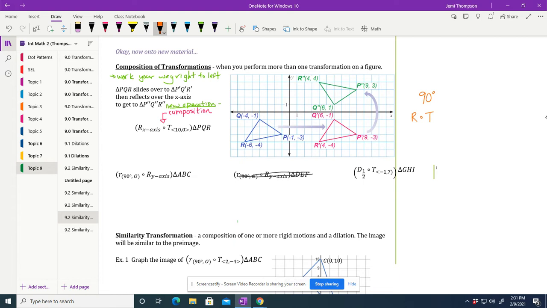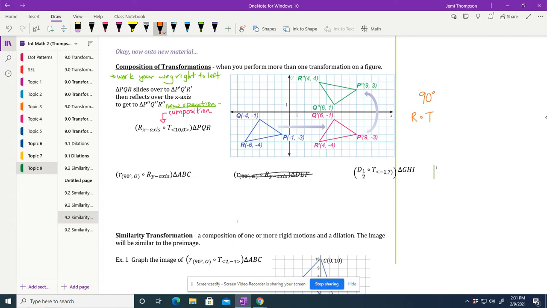Now, the part that is important to remember here is we actually work our way right to left instead of left to right, which is a bit counterintuitive. And you can think of it this way. You can think of when you're doing your order of operations, you know how when we're simplifying something, we have to start on the inside and work our way out? That's the idea here.